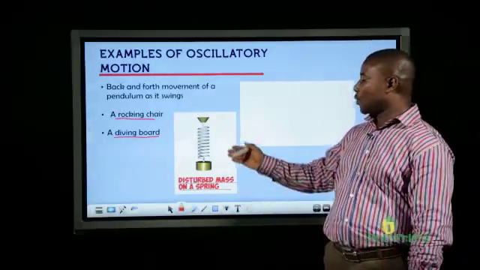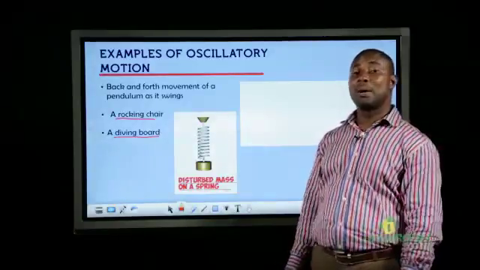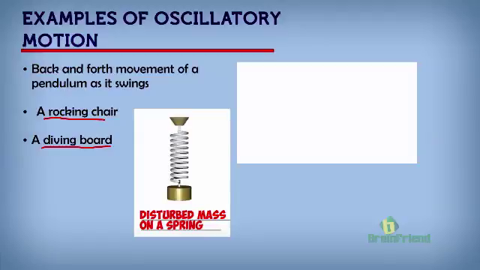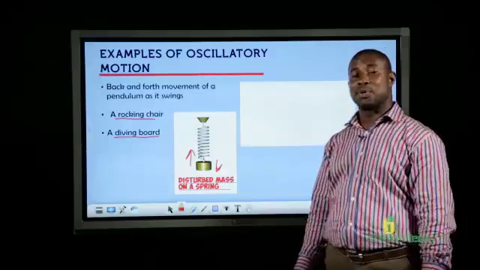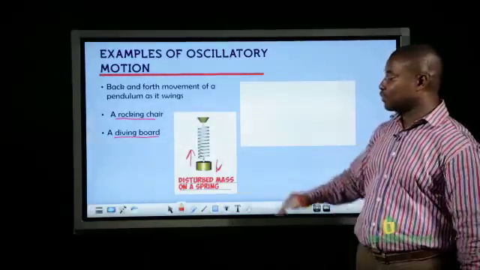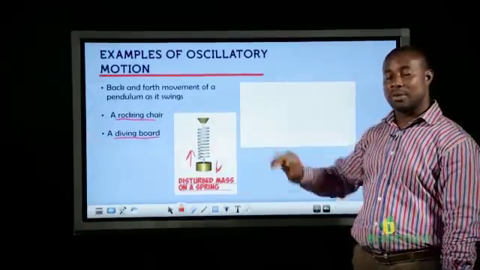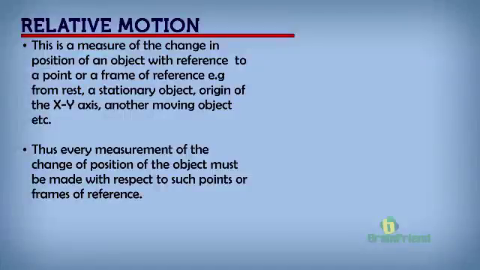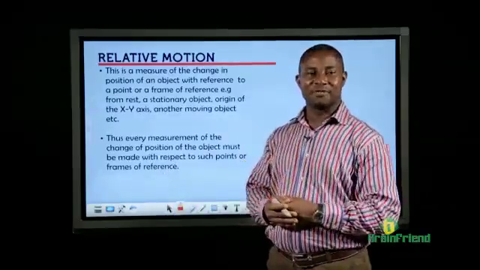And then finally, we have the motion of a disturbed mass on a spring. When it's pulled down, it moves downwards and then upwards. That motion is repetitive and it's periodic, meaning it happens over a period of time. Moving up at a given time, coming down at a given time, and that is periodic. That brings us to the end of types of motion.